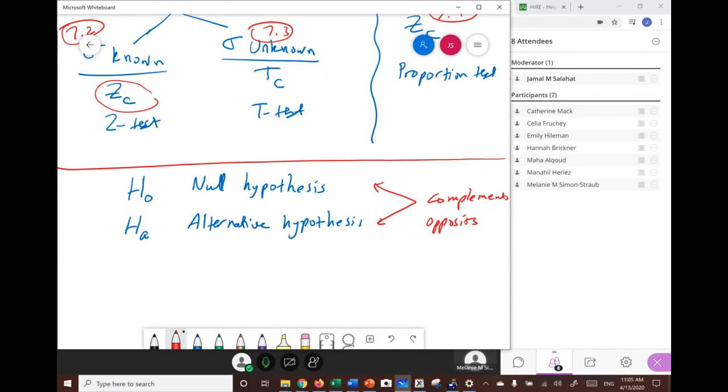Now, what do you mean by opposites or complements? In this case, let's say one is true, the other will be false. But we're not going to use the terms true or false in this class. We're going to use the term reject, and we're going to use the other term, which is fail to reject. Those are the terms we use.